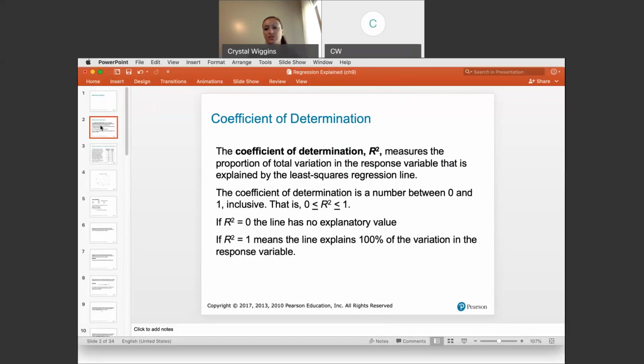The coefficient of determination is a number between 0 and 1, including 0 and including 1. In mathematical language, you would see it written as such. If the coefficient of determination is equal to 0, the line has no explanatory value. If r squared is equal to 1, it means that the line explains 100% of the variation in the response variable.